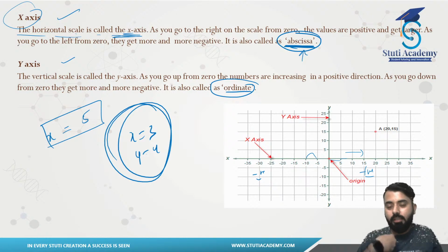So you guys see, as you move upward, y will be positive. As you move downward, y will be negative. As you go towards right, x will be positive. As you go towards left, x will be negative. So that is the point that we have to learn till here. Now let's move forward and see what we have.